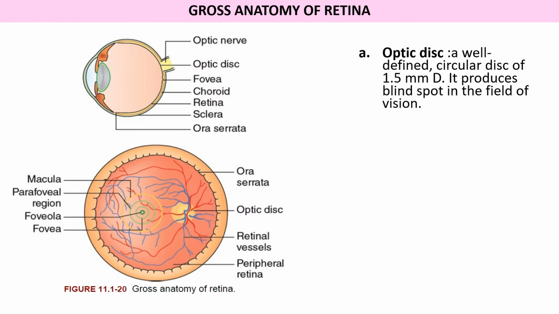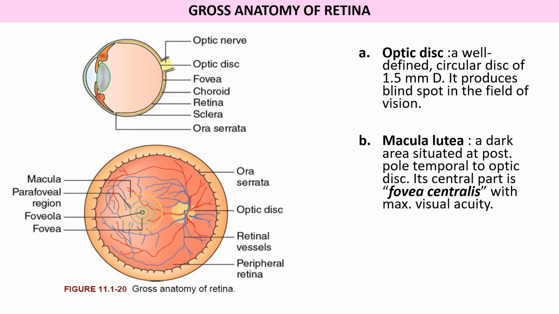The optic disc is a well-defined circular pink-colored disc of 1.5 mm diameter. It has only nerve fiber layer, so it does not excite any visual response. It produces the blind spot in the field of vision. Macula lutea is a comparatively dark area situated at the posterior pole of the eye, temporal to the optic disc. It is the site of maximum visual acuity. And ora serrata is the anterior serrated margin where the retina ends.